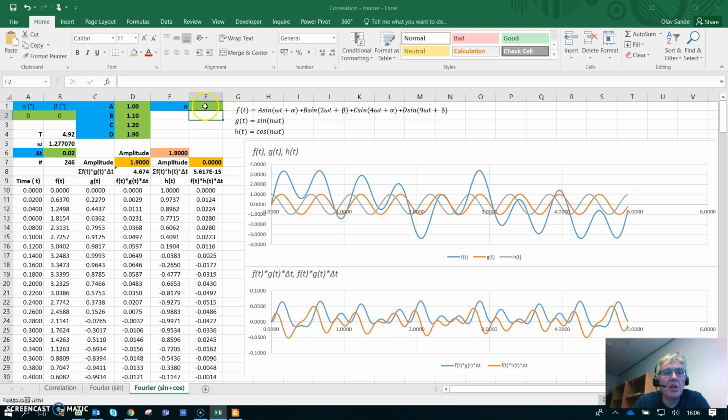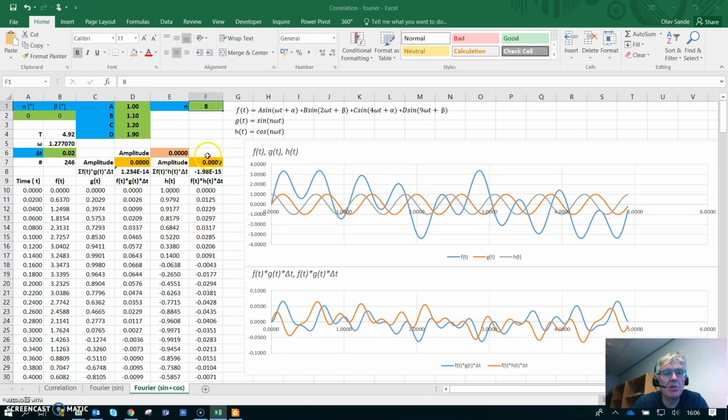And we have 1.9. If you try a frequency that's not in here, for instance, 8 times, we get 0, because it's not in here. So the integral here just computes to 0 for both of these. So what's shown down here is just these columns here, that column and that column.